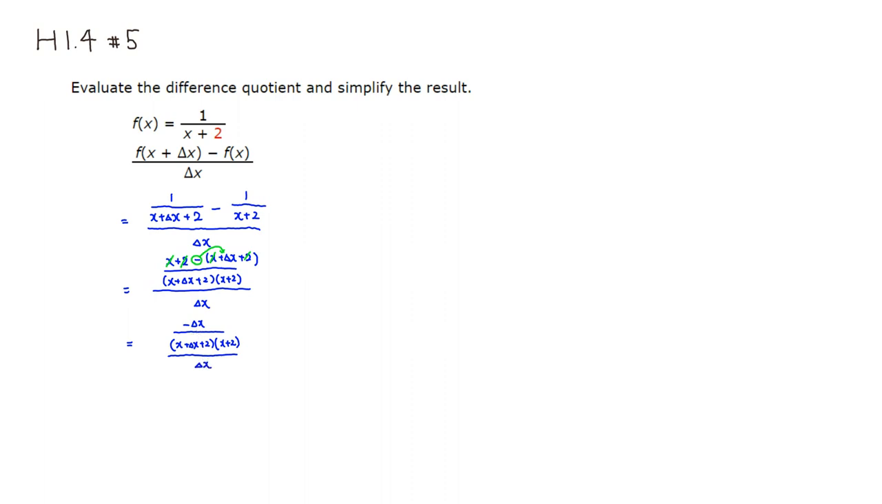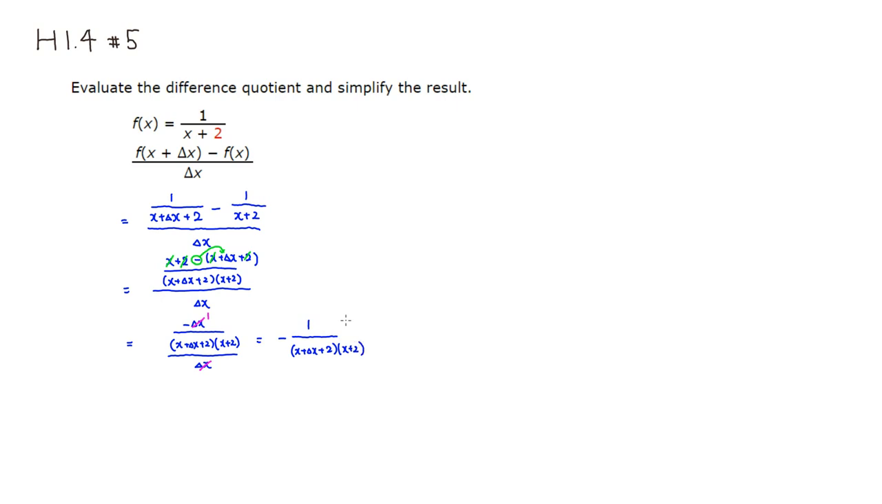Then we can also cancel here. There's a delta x on top, so this becomes 1, and the delta x on the bottom cancels out. Then what you get is, there's a negative sign here, I put the negative sign right in front, and you have a 1 over quantity x plus delta x plus 2 times x plus 2.